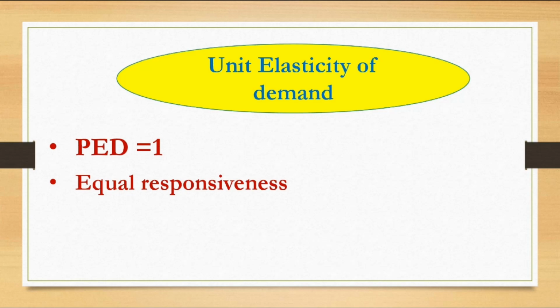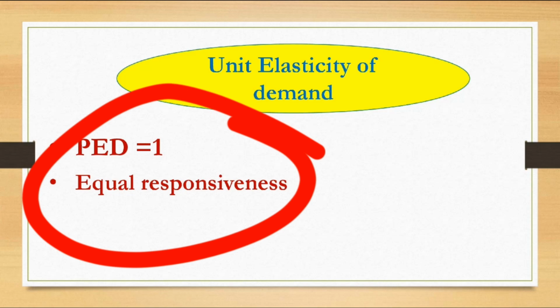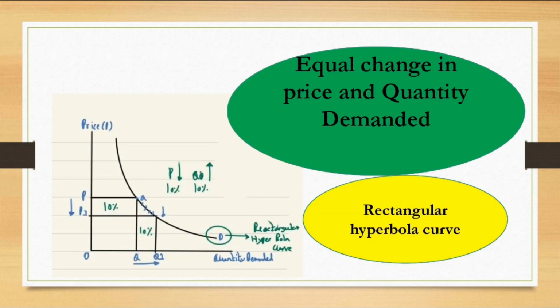So there is an equal change in the price and quantity demanded, and we show the demand curve by a rectangular hyperbola curve. We can see in the diagram it is a curve-like structure, so that is known as a rectangular hyperbola curve. So you can see in the diagram, when the price has been decreased by 10%, the quantity also has been increased by 10%. So there is an equal change in the prices and the quantity demanded, that is known as unit elasticity of demand.